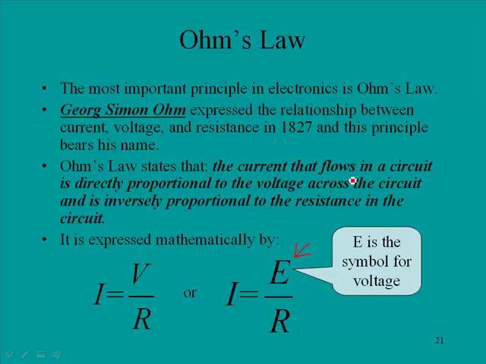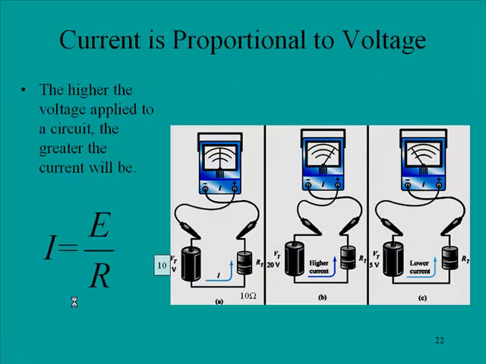So if R were to stay the same and I were to increase, then E would increase as well. Likewise, and we're going to forget about this for a moment, if voltage remained the same and resistance were to increase, then I would decrease. And likewise, if resistance went down, current would go up. And we're going to look at a few examples to make this a little bit more clear.